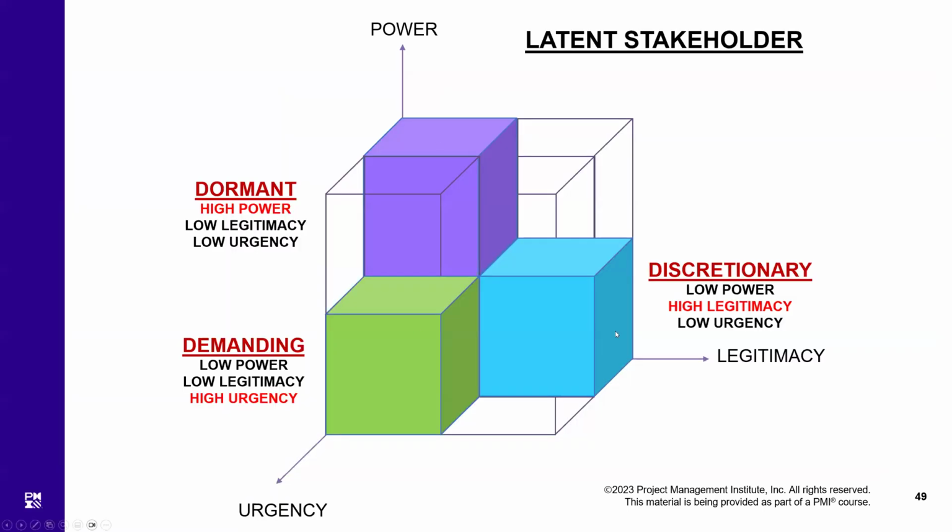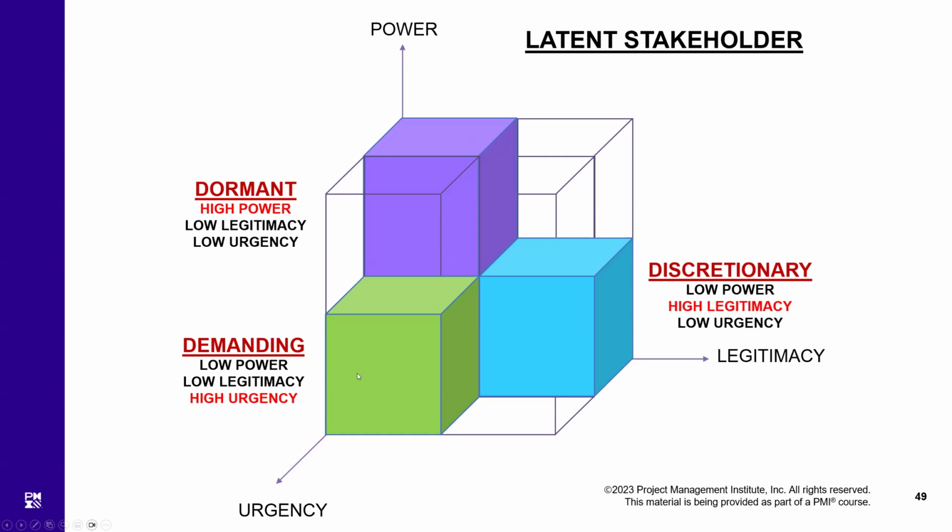These are the three. The purple one is high in power. You can see it nearer to the upper side, high in power, but it is low on this axis, and low on this axis also. So low in legitimacy, low in urgency, high in power. This stakeholder is called a dormant stakeholder. Only high in one thing, which is power, and low in legitimacy and urgency, the purple one.